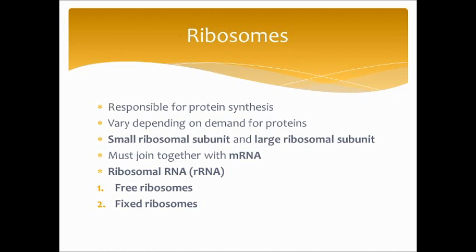Ribosomes are responsible for protein synthesis. They are going to vary depending on the demand for proteins. There is a small ribosomal subunit and a large ribosomal subunit that have to join together with mRNA in order to create these proteins. Ribosomes have their own RNA, ribosomal RNA, rRNA. That's where the mRNA will attach to start creating these proteins. Ribosomes can either be free-floating throughout the cell or affixed to the rough endoplasmic reticulum, which we'll talk about in just a few moments.